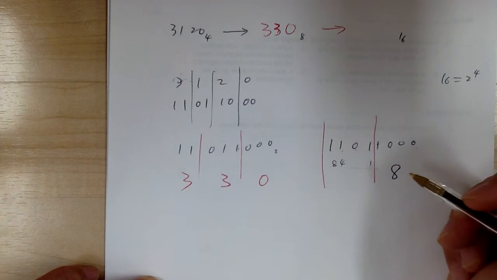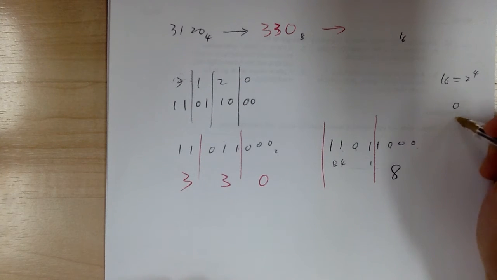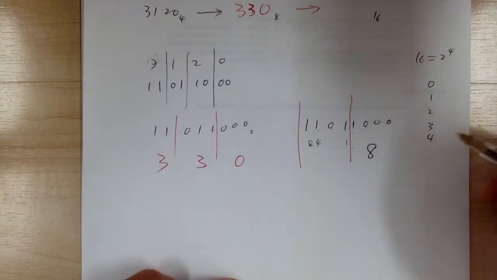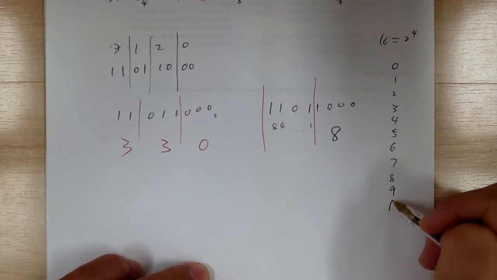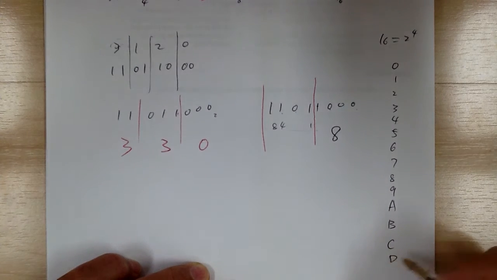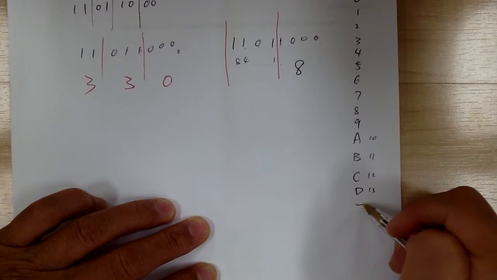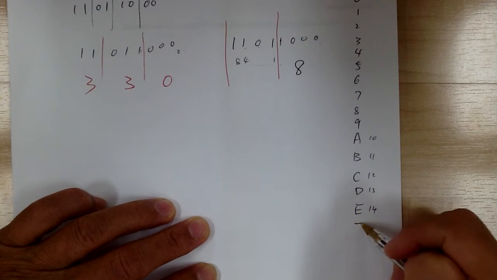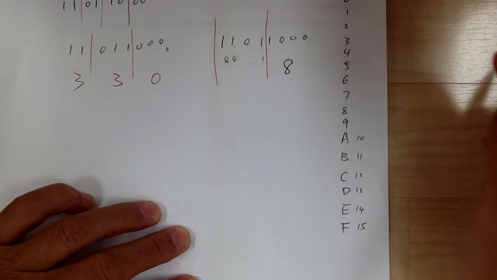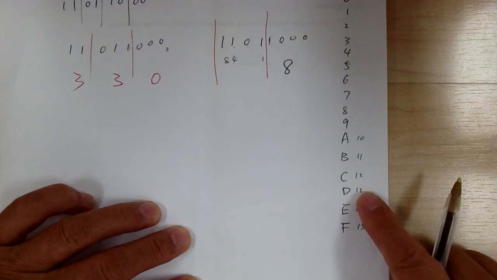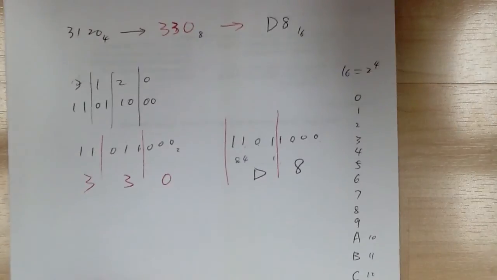So this is 13. How are you going to get the digit 13? Well, in base 16, you start with 0, then 1, 2, 3, 4, 5, 6, 7, 8, 9, and after that you go A, B, C, D. So A is digit 10, then 11, 12, 13, 14, and F is 15. Once you pass F, it becomes 10 again. So 13 will be D, so this is going to equal D8 base 16.